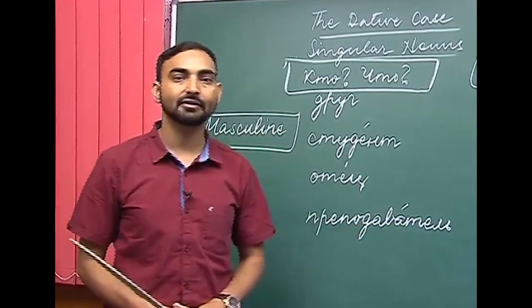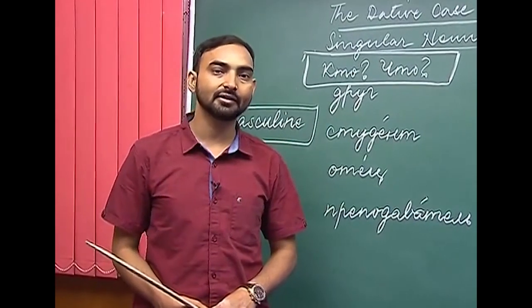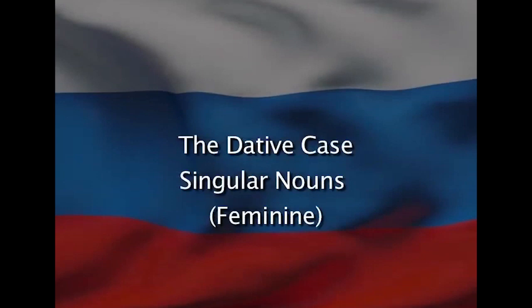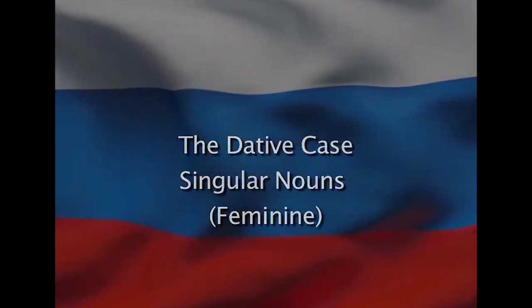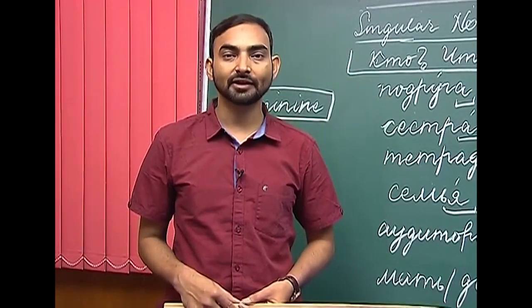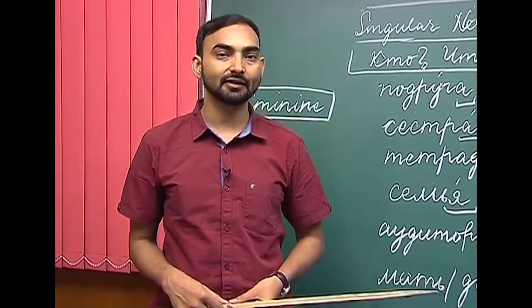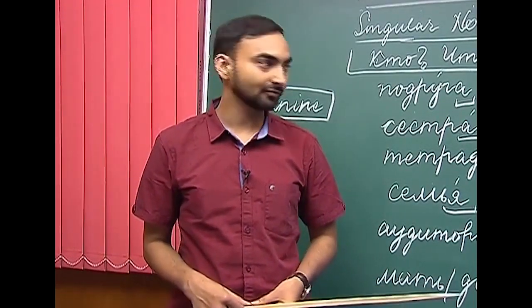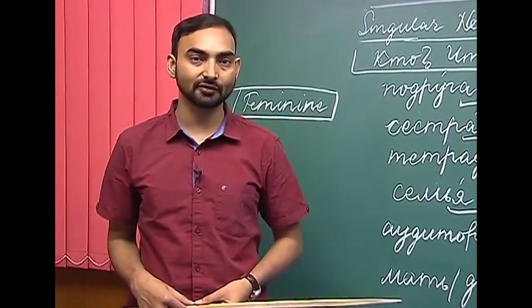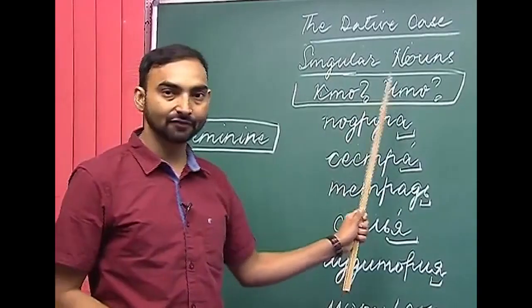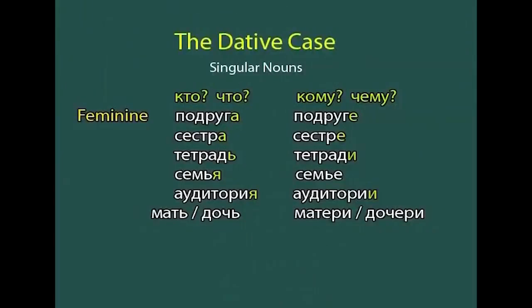So let's have a look at the feminine nouns and how they decline in the dative case. We have learnt how masculine nouns decline in the dative case. Now let us learn how feminine nouns decline in the dative case. We are only talking about the singular nouns as of now. Again I have written the nominative case forms of the feminine nouns first, and then their dative case counterparts.